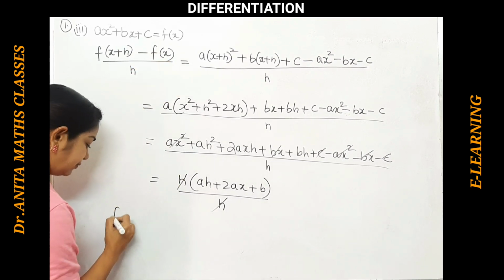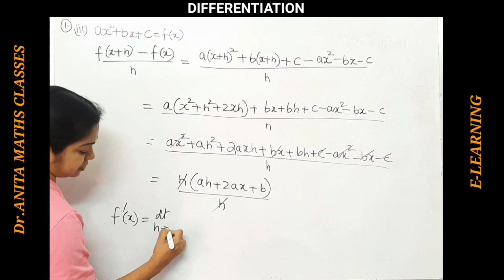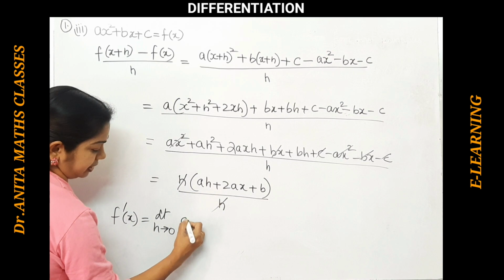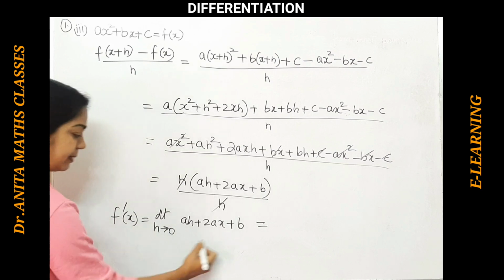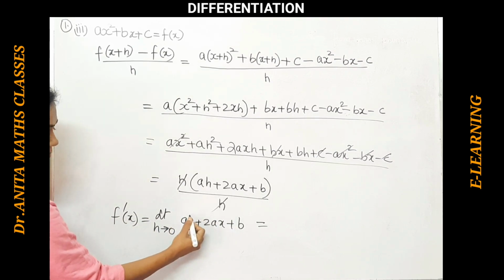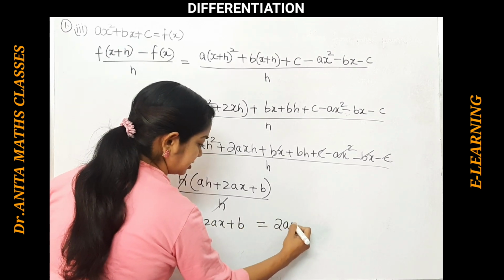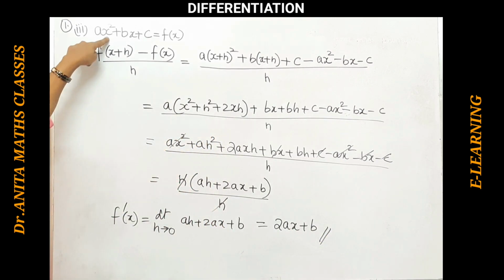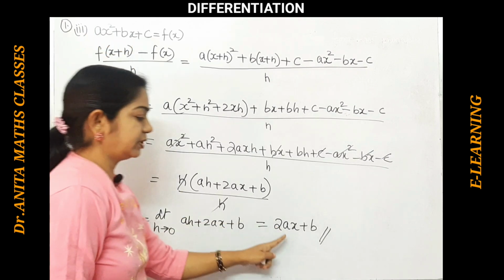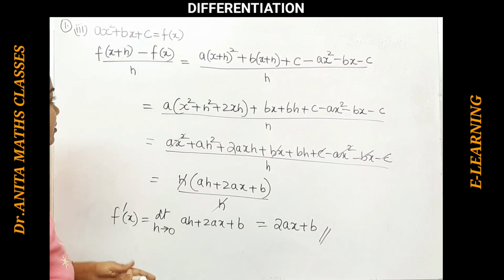So we want the derivative of the function f of x. So f dash x is equal to limit h tends to 0 of the simplified part, ah plus 2ax plus b. Applying the limit h tends to 0, the ah part becomes 0 and that's all. So the final answer is 2ax plus b. This is what we also know if we directly do the derivative: 2 comes before ax, so 2ax plus b. But we are doing the derivative using the first principle. Please pause it and note it down.